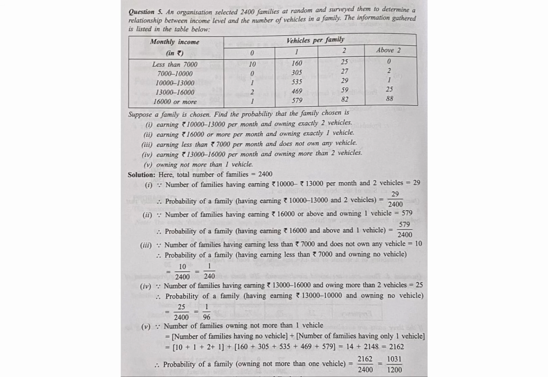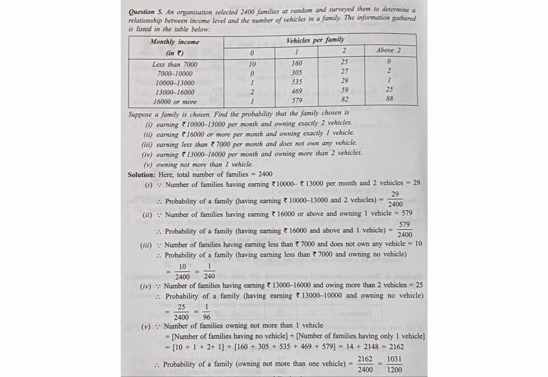So here total number of families is 2,400. Now in the first question we have to find number of families earning 10,000 to 13,000 per month and having 2 vehicles. So here in the table it is very clear that there are 29 such families. So probability of a family having earning 10,000 to 13,000 and having 2 vehicles is 29 by 2,400. Now students, it is not always necessary that you obtain the answer in the decimal form. You can keep it in the form of fraction also. Now second one, number of families earning 16,000 or more per month and having exactly 1 vehicle. So from the table you can see that there are 579 such families. So the probability of a family having earning 16,000 or more and having exactly 1 vehicle is 579 upon 2,400.